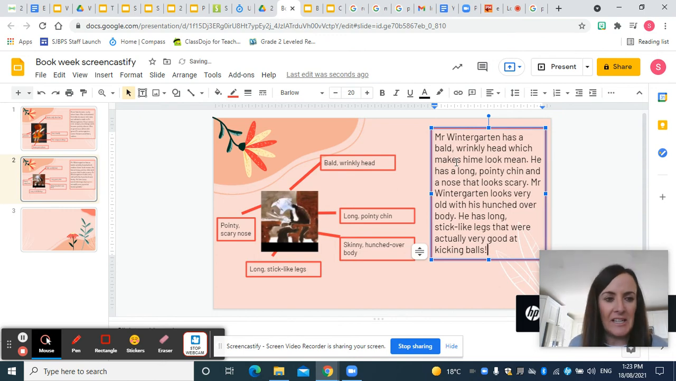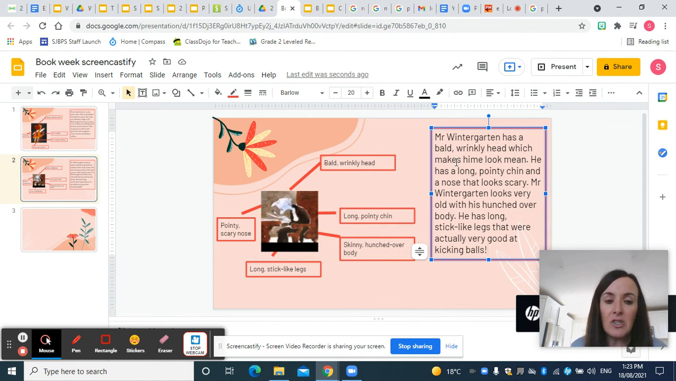So there you go, boys and girls. That's an idea of how you could write a character description. So draw a picture. You only have to choose one of the characters. So you can choose Rose or Mr Wintergarten. Brainstorm adjectives and try to build them into noun groups so that we have more than one adjective describing the character. And you can do lines. And remember, we did this in term 1 when we were describing characters.